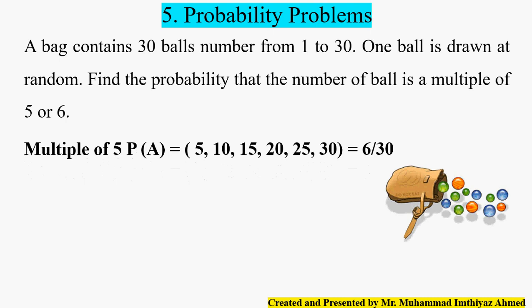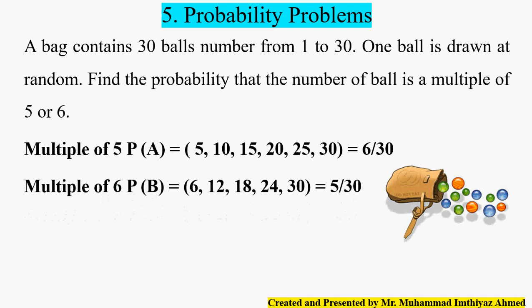First, multiple of 5, I'm using probability A. We know the 5 table. We need to use it until 30. So 5 ones are 5, 5 twos are 10, 5 threes are 15, 5 fours are 20, 5 fives are 25, 5 sixes are 30. So this count comes to 6 by 30 for multiple of 5. So for multiple of 6, probability B, 6 ones are 6, 6 twos are 12, 6 threes are 18, 6 fours are 24, 6 fives are 30. So we are getting a count of 5. So 5 by 30.